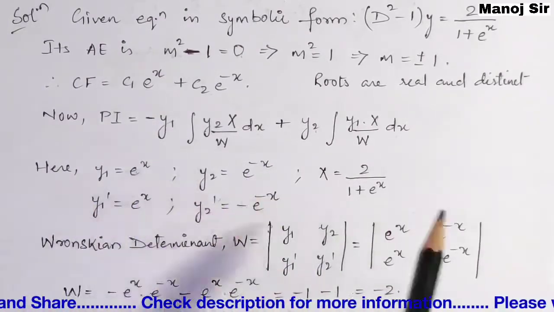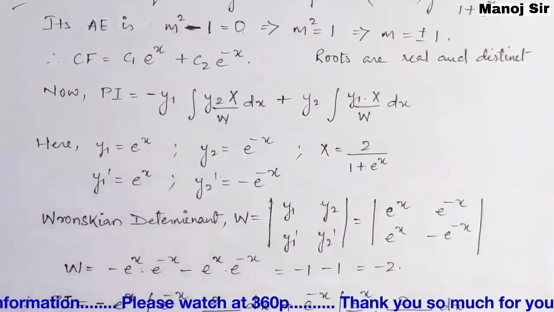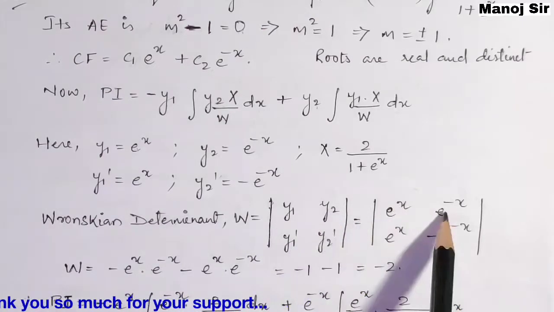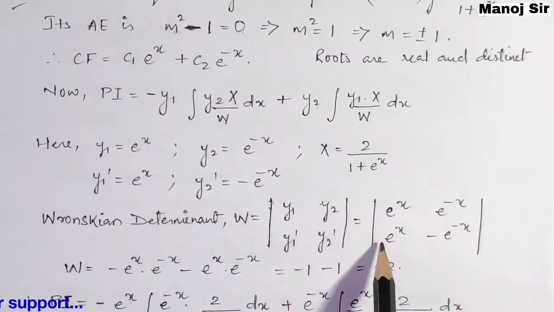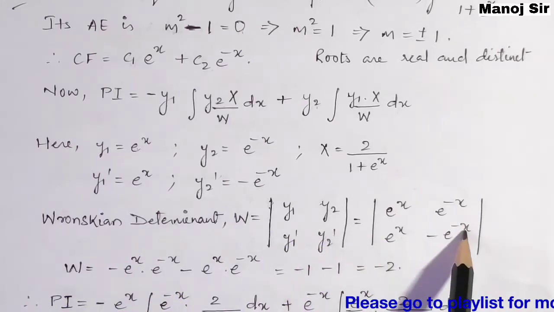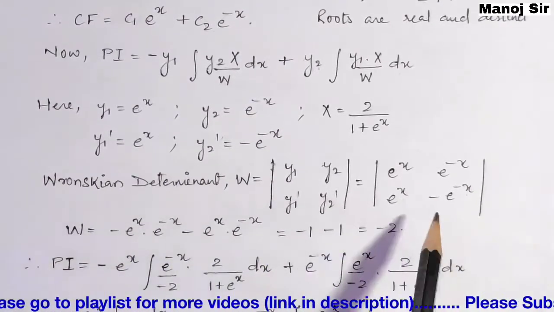Okay, I hope this part is very easy for you. Now coming to the determinant part, which is very important. So y1 is e to the power x, y2 is e to the power minus x, y1 dash is e to the power x, and y2 dash is minus of e to the power x. So simply solve this determinant.